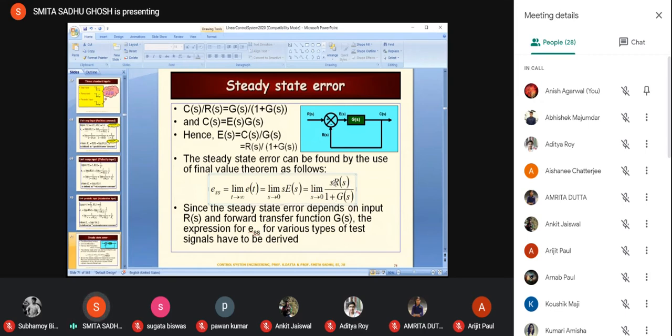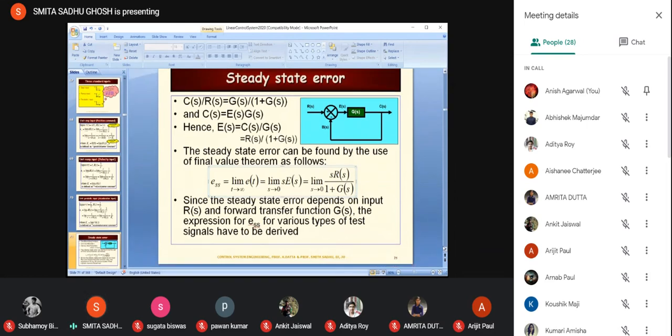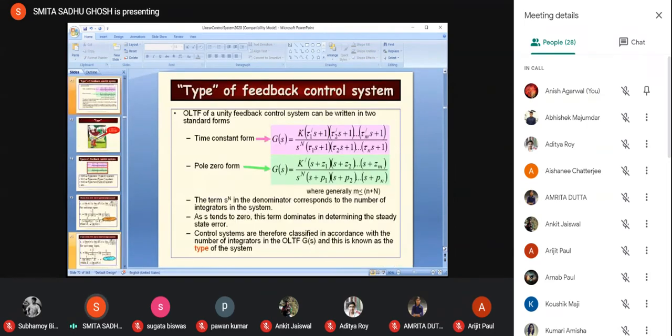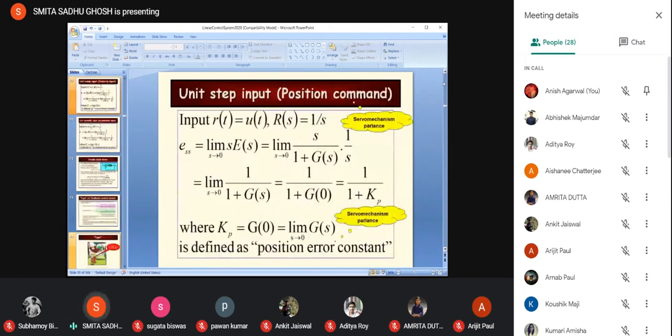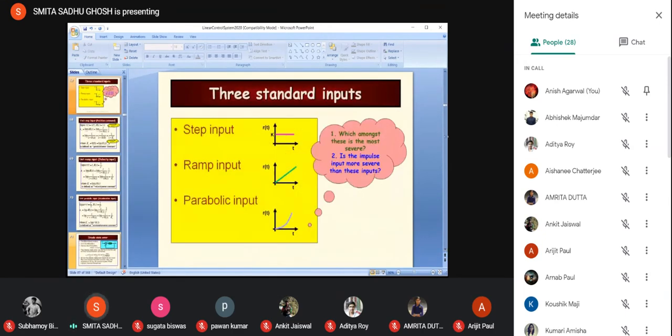For example, if I have applied a step input to my system, RS would have to be replaced by the amplitude times 1 by S, and then I would have to see what my steady state error is. Similarly for other inputs, it can be derived from this expression itself. So that is what we are going to do right now in order to derive the steady state errors corresponding to different inputs.